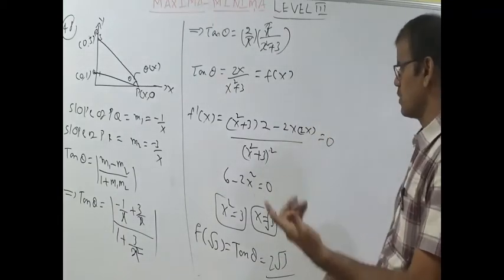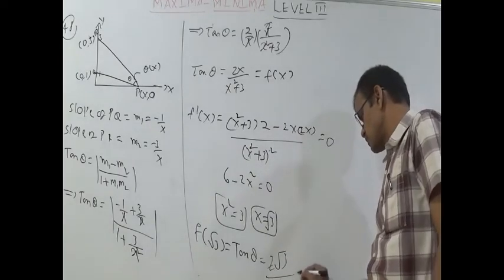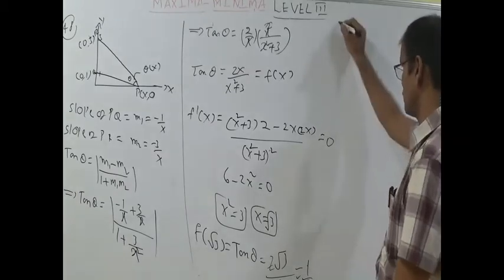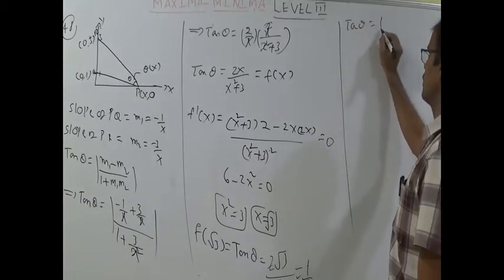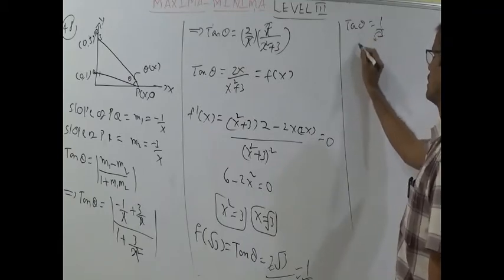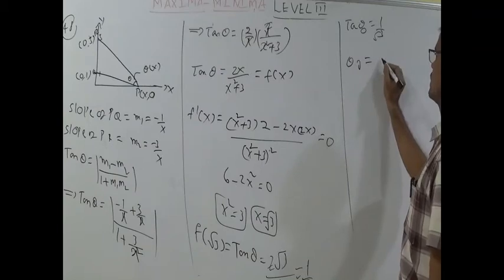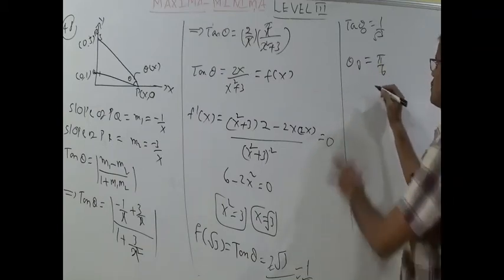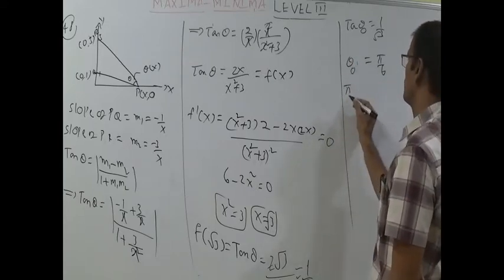2 root 3 by root 3 whole square, 3 plus 3. So it is 6. 2 and 3 times you will be getting answer. Here you may get the value 1 by root 3. So tan theta is equal to 1 by root 3 we got. He is saying theta naught. At theta naught it is maximum, he said the condition. So tan theta naught equal to 1 by root 3.